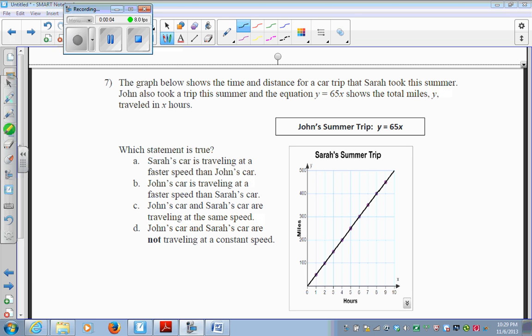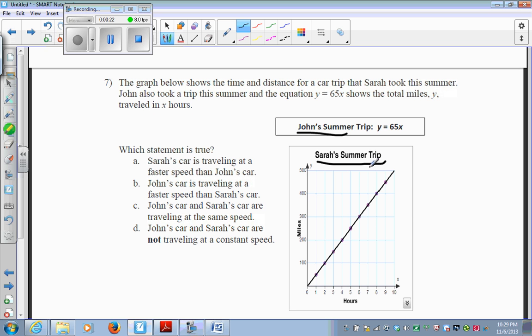Now for the graphing proportional relationships section of the test. The graph below shows the time and distance for a car trip that Sarah took this summer. John also took a trip this summer, and the equation y equals 65x shows the total miles y traveled in x hours. So notice this is two separate trips going on here, John's and Sarah's. So we've got to figure out which statement is true.